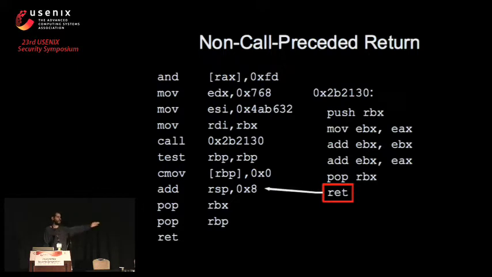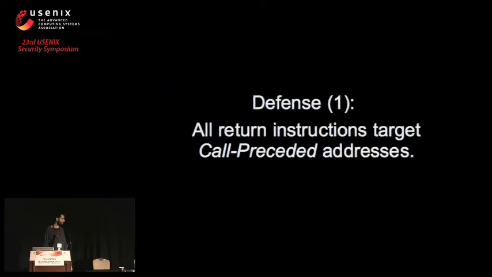But ROP attacks do exactly this. ROP attacks rely on the fact that with a return, you can go anywhere you want. So what kBouncer is going to say is, as a defense, we will make sure that return instructions target only call preceded addresses. Okay, that's the first thing it does.